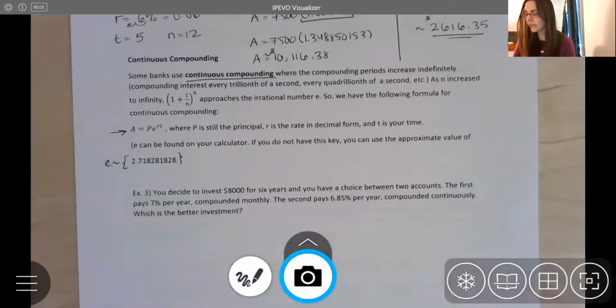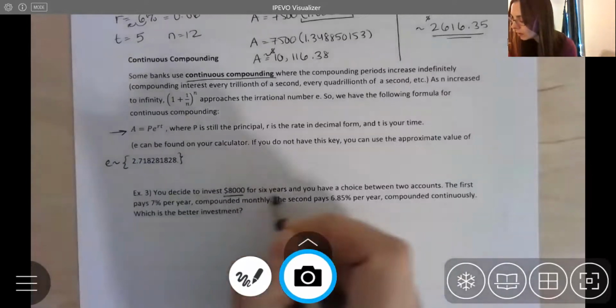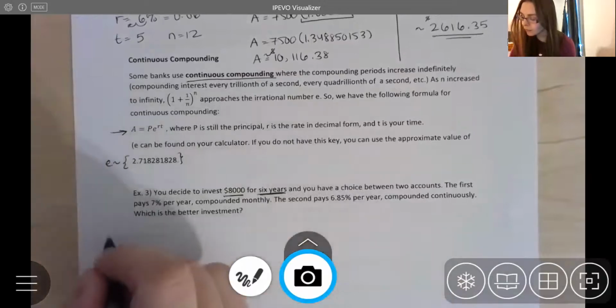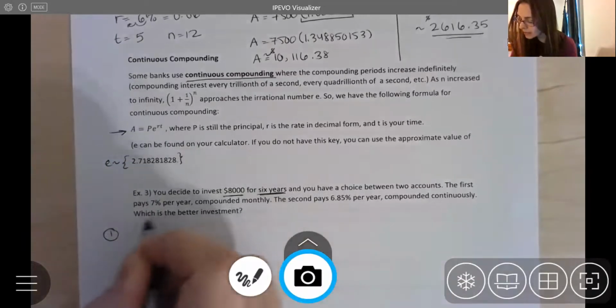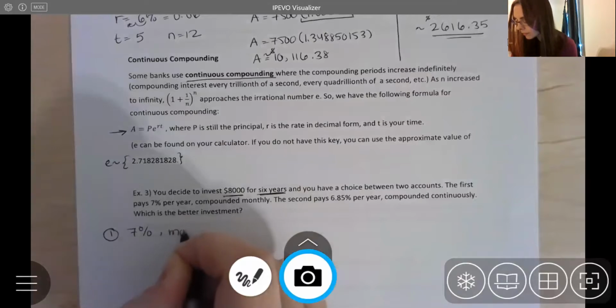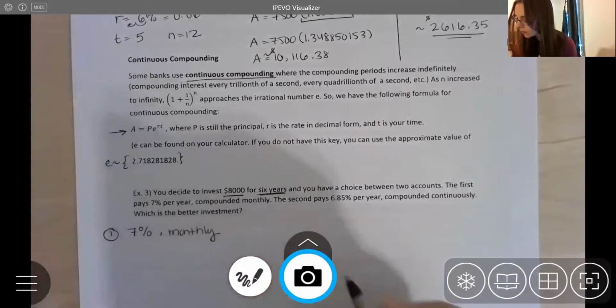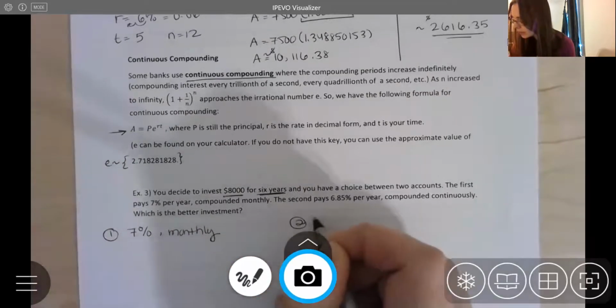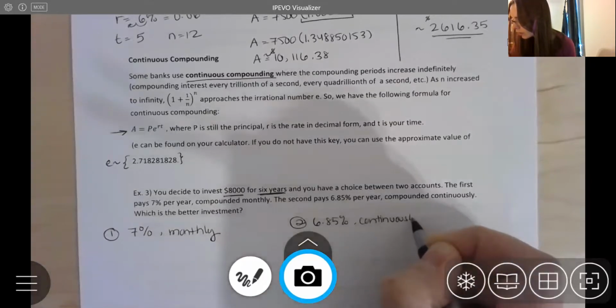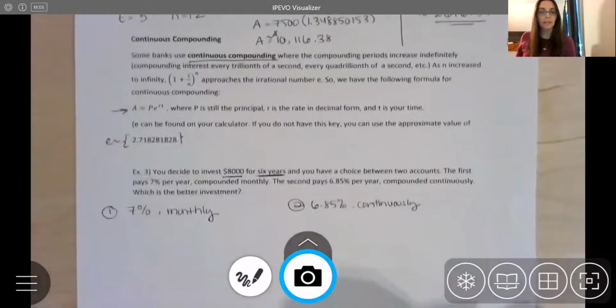All right, so you decide to invest $8,000 for 6 years, and you have a choice between two accounts. The first account pays 7% compounded monthly, and the second account pays 6.85% compounded continuously. Just making a little bit of notes for myself here. Which is the better investment?